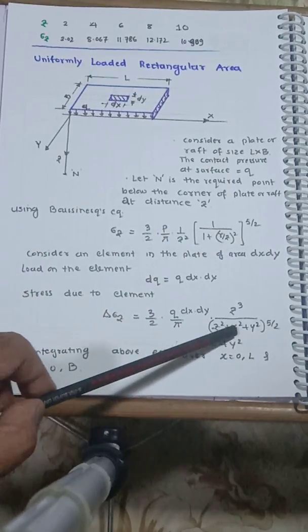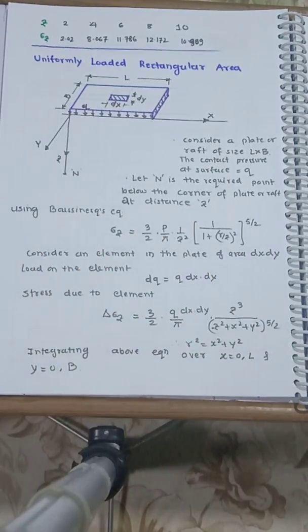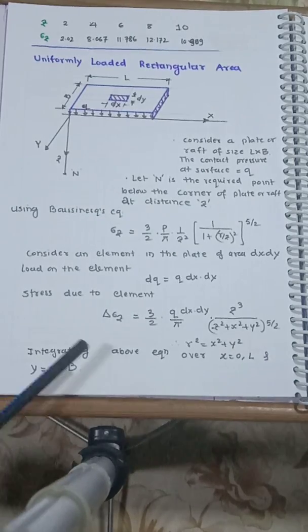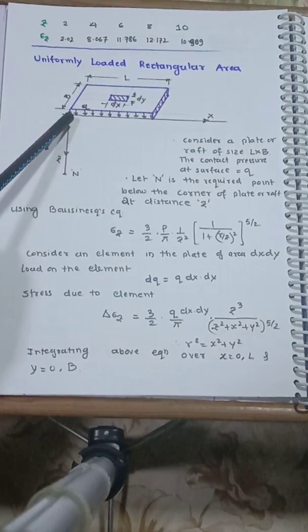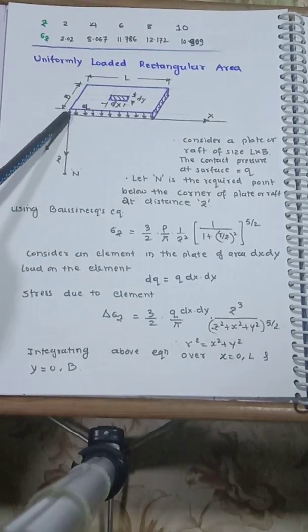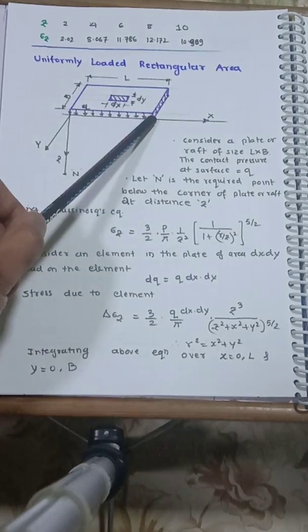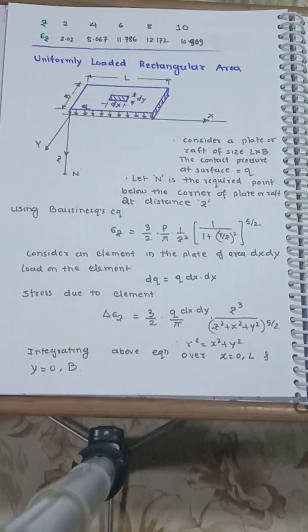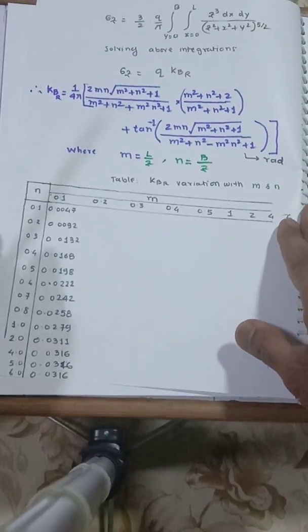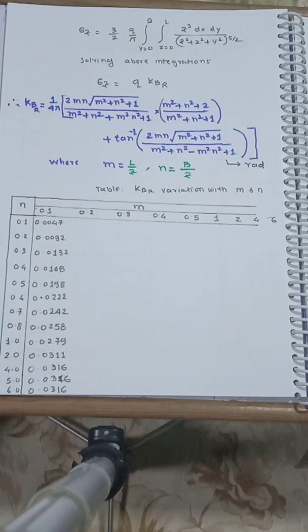Simplify this: Z cube, Z square, x square, r square, where r square is replaced by x square plus y square. Now integrating this equation, with the origin here, from 0 to L and 0 to B. So you get double integrations here, first for the width, second for the length. We can write this as an integration in this form, and it is a big expression, not so simple to derive.